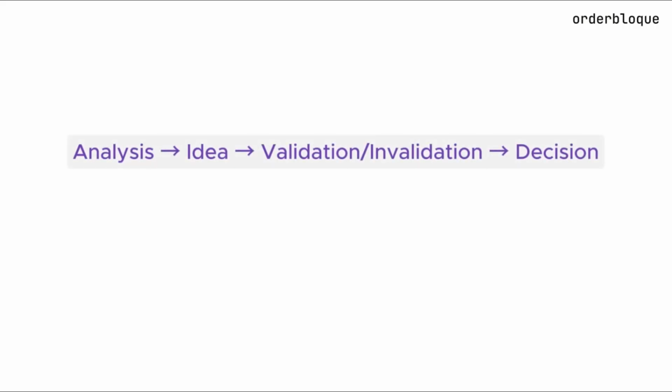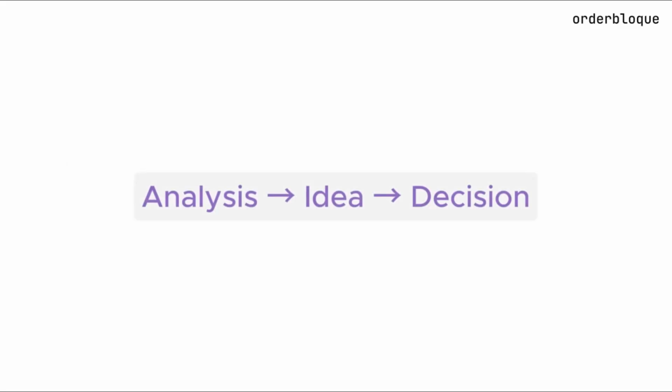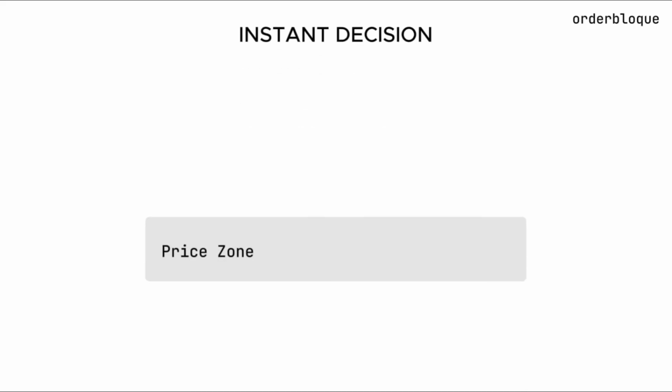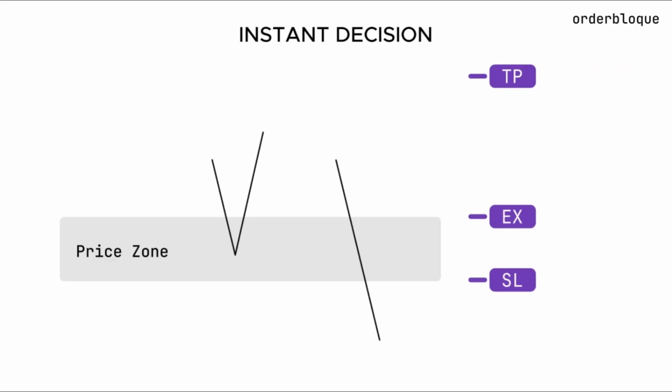However, despite the fact that the described formula is a fairly reasonable and conservative decision-making method, there is another approach, making decisions without validating or invalidating ideas. This can be called instant decision. The essence is as follows. When we discover a significant zone, we immediately take on the risk, acknowledging the probability that the price may or may not give a reaction that we can monetize. Ultimately, an instantaneous decision is made to enter a position directly from this zone or from certain levels within it.